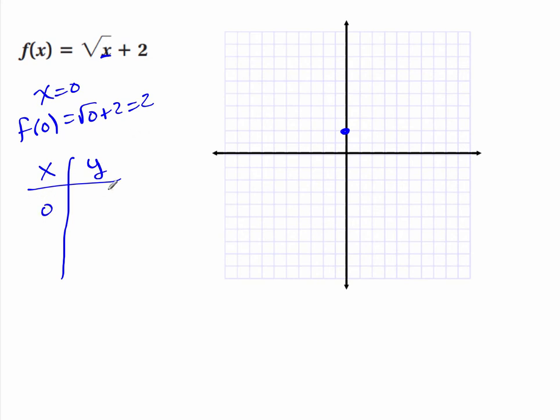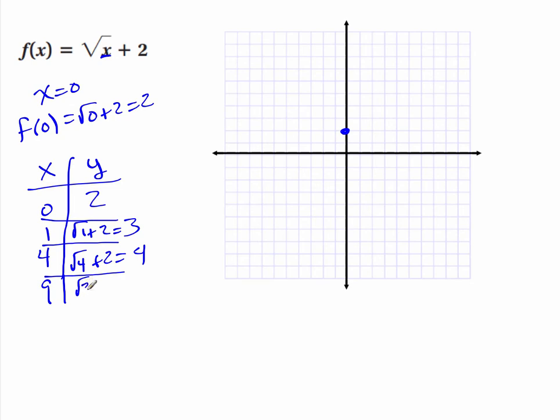So you're going to want to do 0, and you're going to want to pick points that make this a nice number. So 1, I know the square root of 4, and I know the square root of 9. That's going to be enough to give me a general shape. So I've already done this one. This one is 2. When x is 1, y is the square root of 1 plus 2, which is 1 plus 2 or 3. The square root of 4 plus 2 is 2 plus 2 or 4. And the square root of 9 plus 2 is 3 plus 2 or 5.